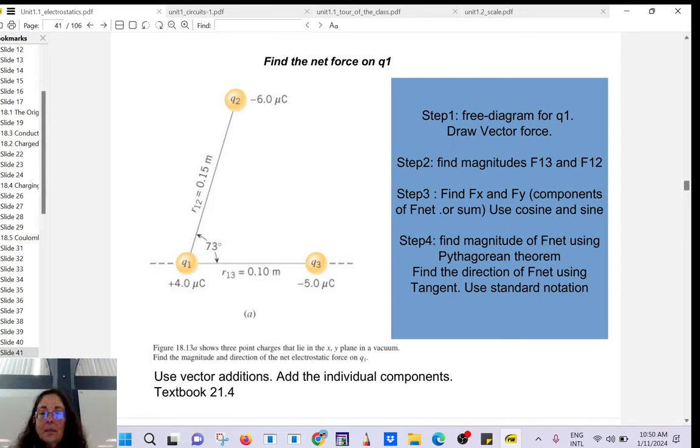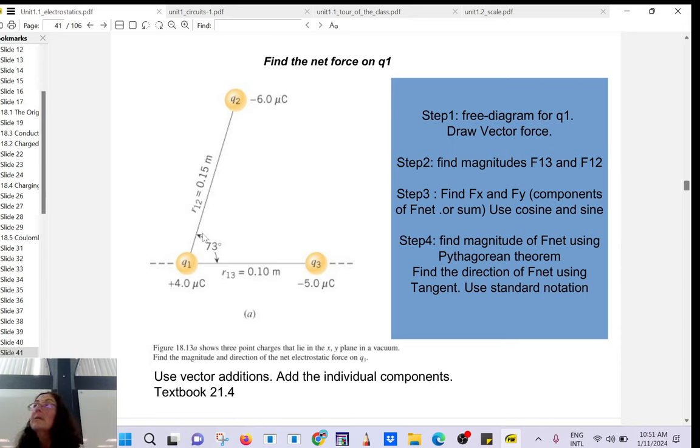We're not considering the forces between Q1 and Q2. So here it says, find the free body diagram. What do they want for that? For Q1. So it means we want the force acting on Q1. That means the free body diagram will be attached to Q1. What's going to happen to Q1? That's the question you need to ask. Is it going to be pulled toward Q3 or is it going to be repelled? Pulled. And what about from Q2? Also pulled. So first thing, you do a free body diagram.